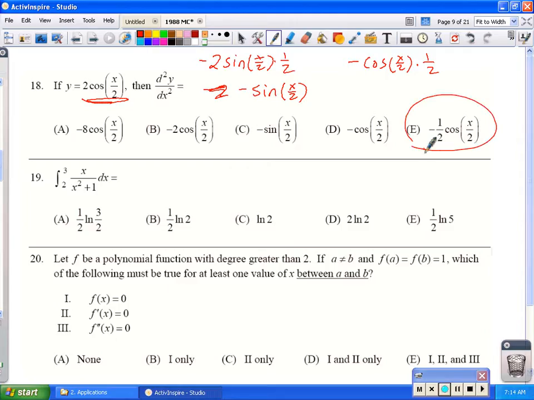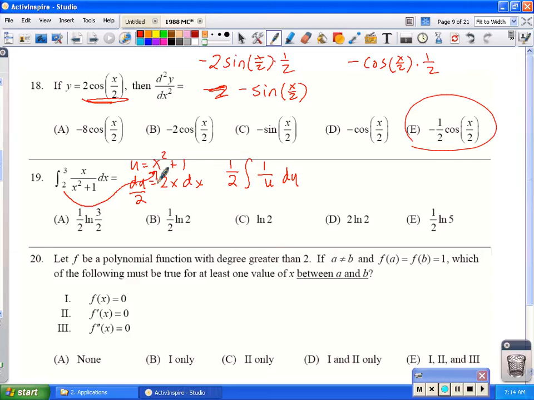Number 19 is another u sub problem. u is equal to x squared plus 1. du is equal to 2x dx, and I don't need the 2. So I'll have 1/2 the integral of 1 over u du. And this time I'm going to go ahead and change my x bounds into u bounds.